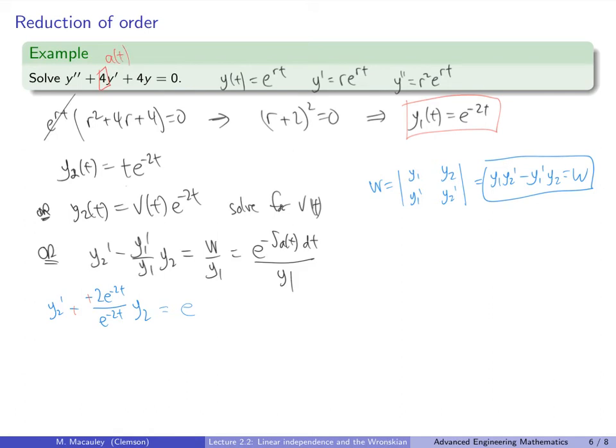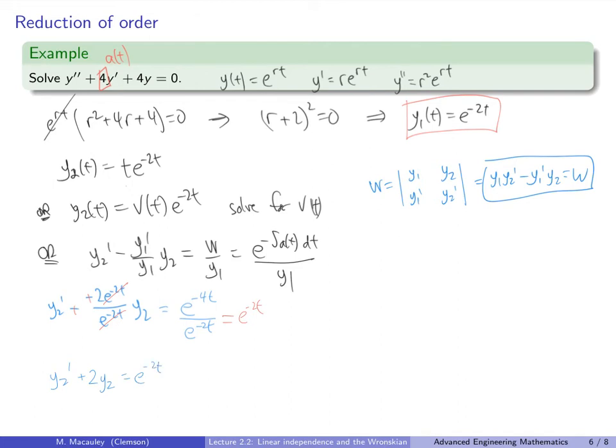So that's e to the negative 4t divided by e to the negative 2t. That's what y1 is. So if you simplify this, the e to the negative 2t's are going to cancel, and e to the negative 4t over e to the negative 2t is e to the negative 2t. So we have y2 prime plus 2y2 equals e to the negative 2t.